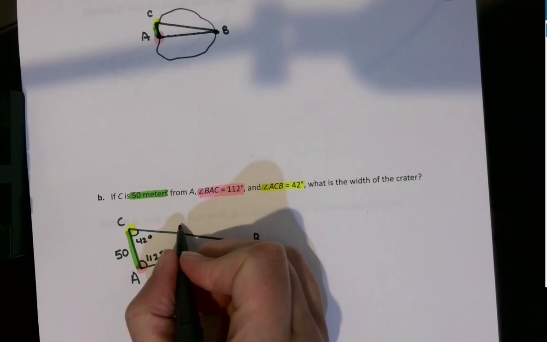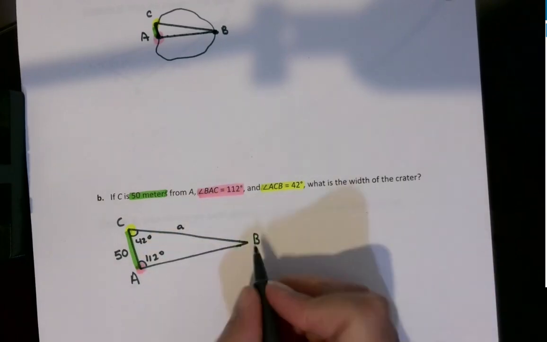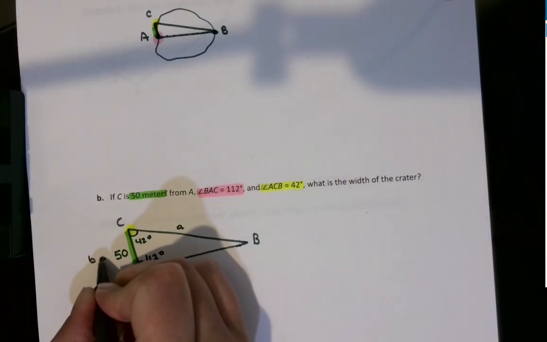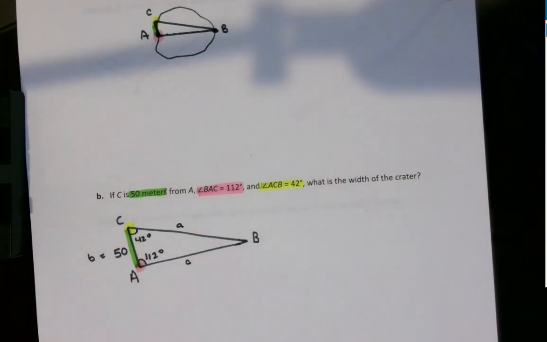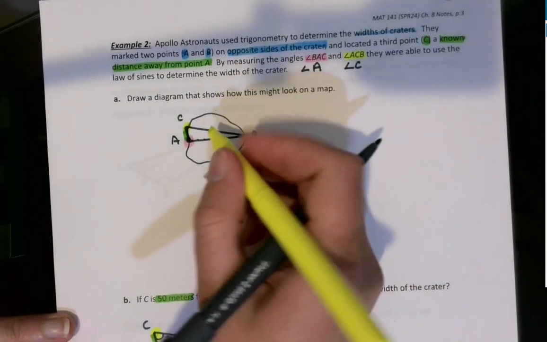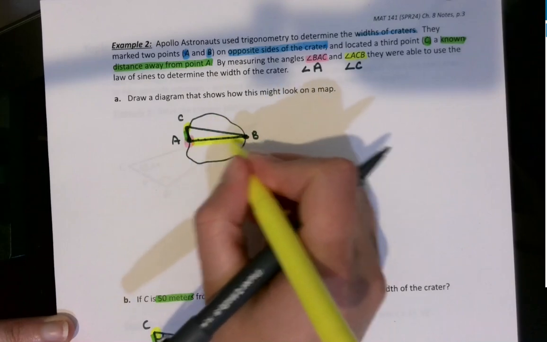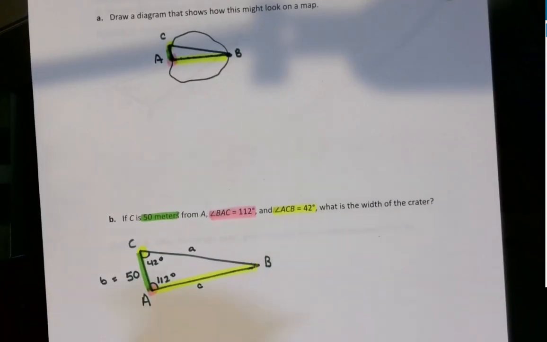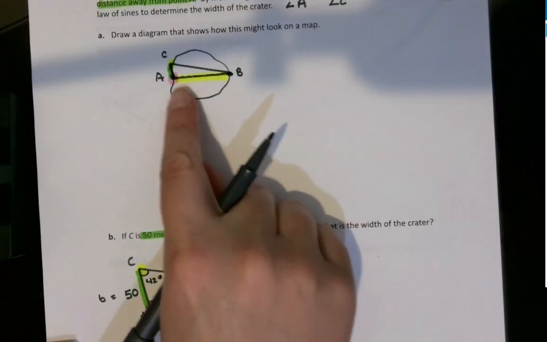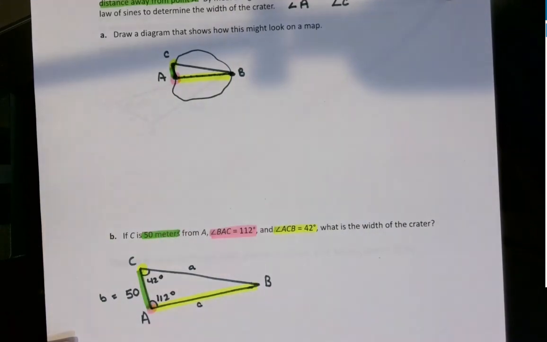If this is angle A, that would be side little a. If this is angle B, the side I know is side little b. And if this is angle C, this is the side we're going to call little c. What I'm being asked for is the width of the crater. Remember, the width of the crater was this value across to the bottom. That's going to be our side c. So I'm not being asked in this situation to solve for all of the values, but I'm being asked to solve for specifically little c, which was representing the width of the crater in our original diagram here.